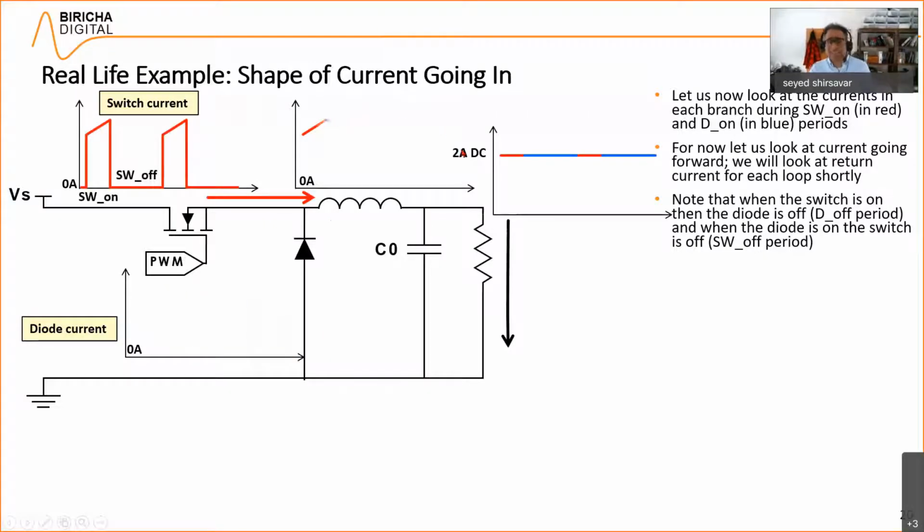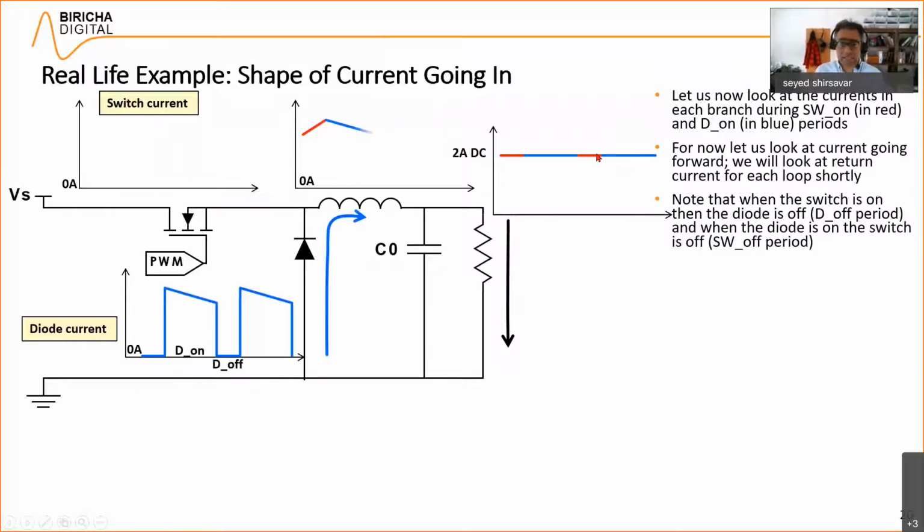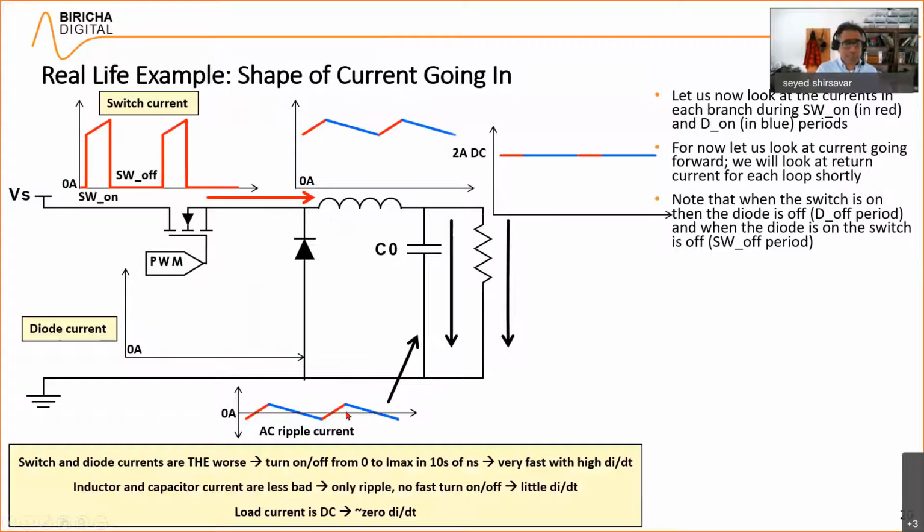Then what happens is that the DC current goes through your load. That is DC, so it's got no di/dt. And then you've got your capacitor, which is the remainder of this inductor current. So this is the capacitor ripple current. Okay?